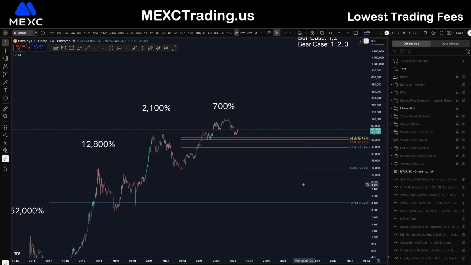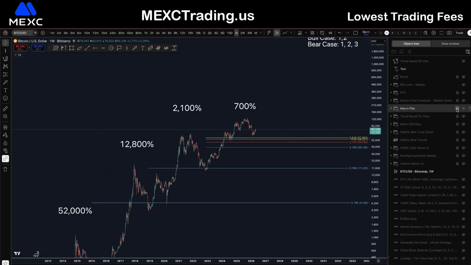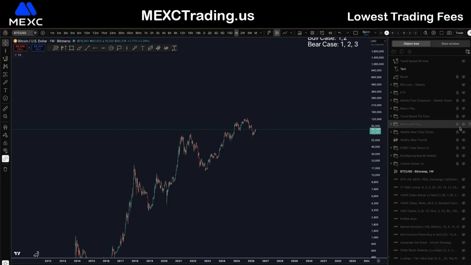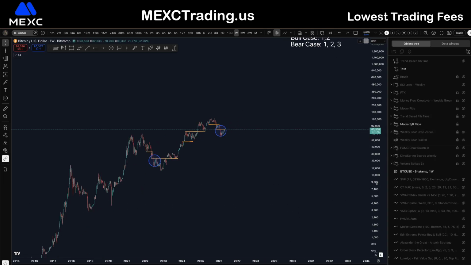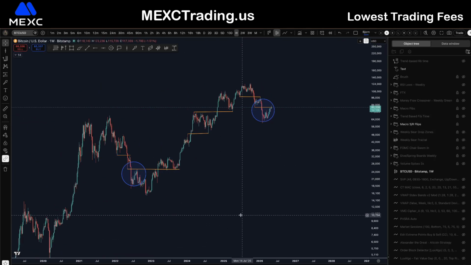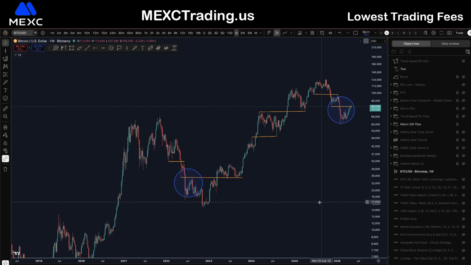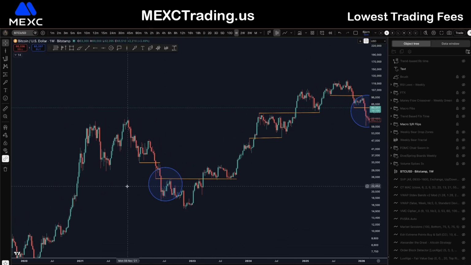Okay, let's turn these on here. Wrong one. There we go. Macro support and resistance flips. And I just went back to the last cycle and kind of showed where we came down and set these macro levels, these macro support and resistance levels, bounce and rejection levels.